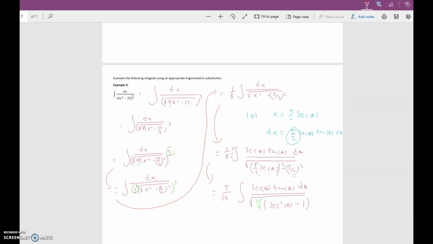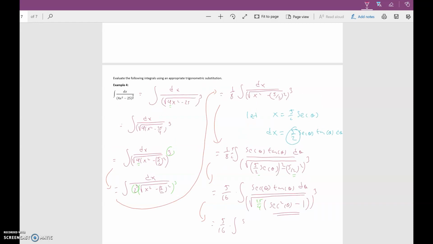Okay, so let me just take one step here, and this is equivalent to 5/16 times the integral, and we're technically going to be replacing this portion with tangent squared. Give me a second, I need to get a new piece of paper. I accidentally didn't add the second page. Okay, let me rewrite it.